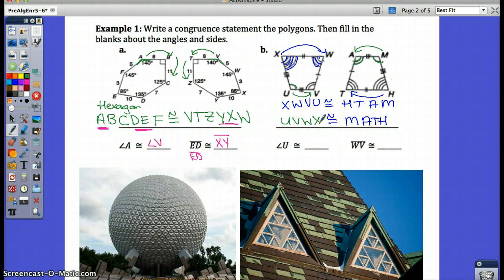Those are just 2 of the statements. You could write it 2 other ways, guys. You can write it backwards. You can write it multiple ways. From your statements, what would angle U be congruent to? In this one, angle U is my last one.